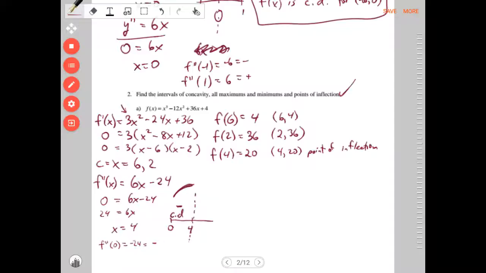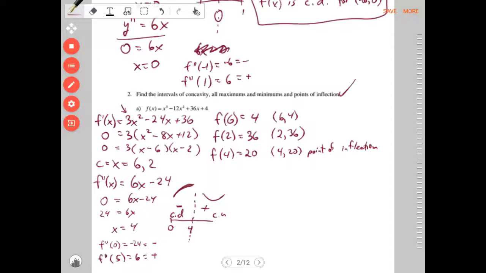Now we're hoping the other side will be concave up, but we should still prove it. So let's just try 5 for this. So 6 times 5 is 30, minus 24 is positive 6, which of course is positive. So yeah, that's the concave up. Okay, great. So this part here is concave up.